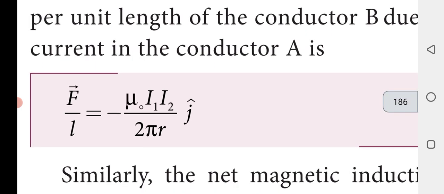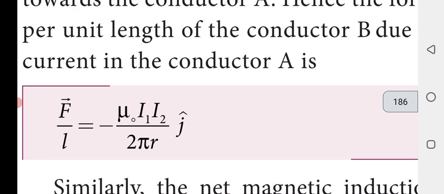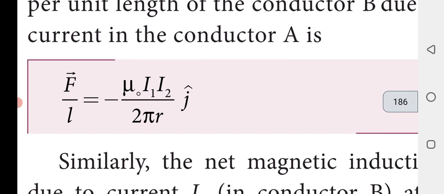So this is the value of force per unit length of the conductor B due to the current in the conductor A. So F by L, the force per unit length of a conductor, is equal to minus mu naught I1 I2 by 2 pi r j vector.